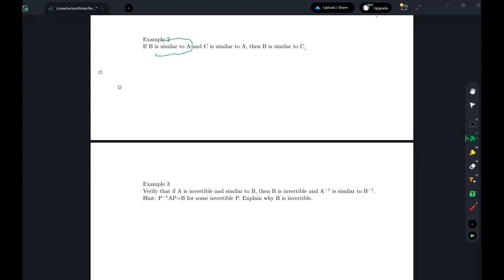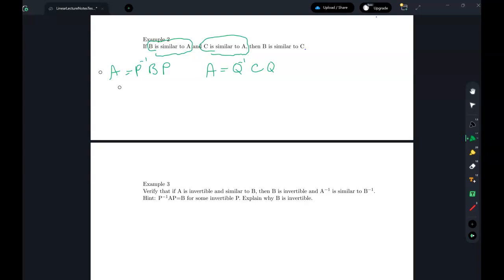Let's start off with what this means. B is similar to A means B is surrounded by this P inverse and this P, and it's equal to A. So what does C similar to A mean? C is surrounded by, I have to choose different letters, so I'm just going to use Q, and I get this.